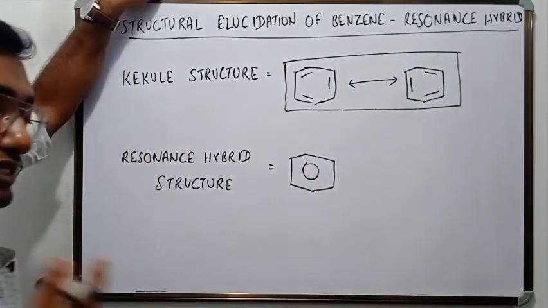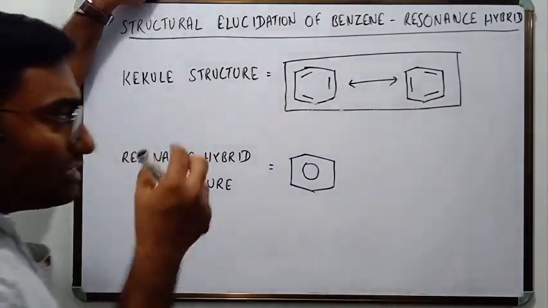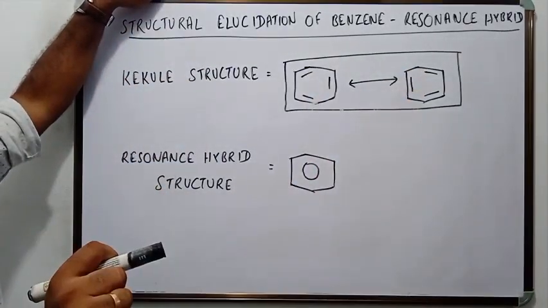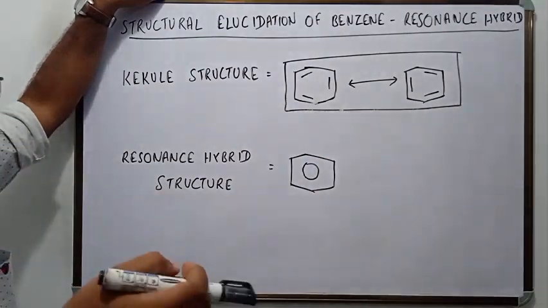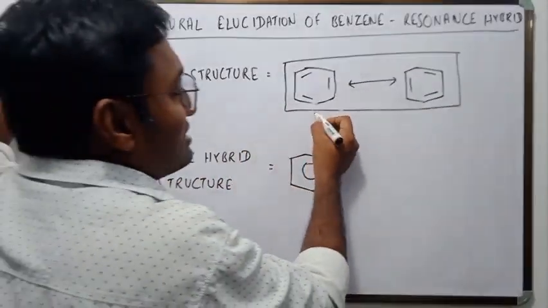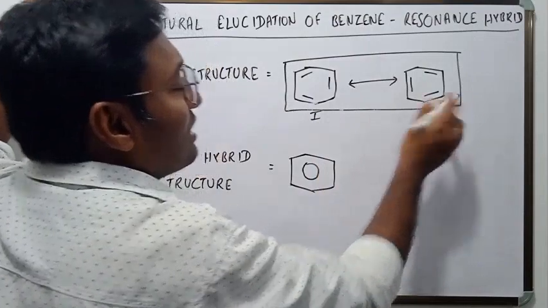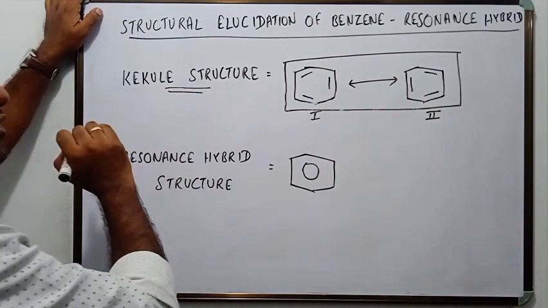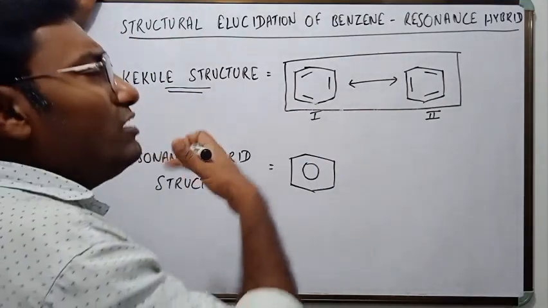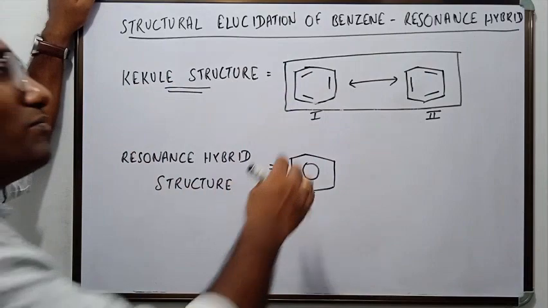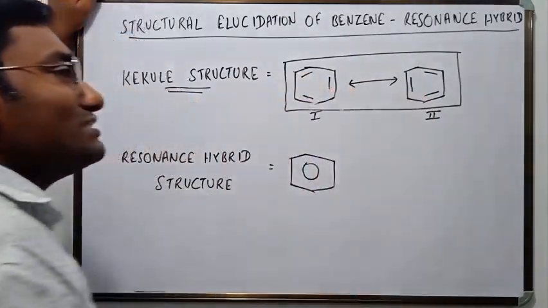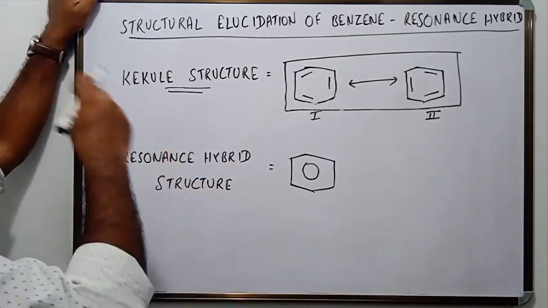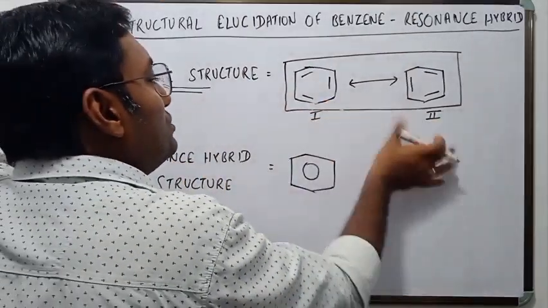Kekulé actually stated that if you take a solution of benzene, both these structures would coexist in the solution. So structure 1 and structure 2 are both structures of benzene. And Kekulé was successful in explaining many of the chemical reactions that benzene showed while stating that these two are the structures of benzene. They both exist at room temperature. They coexist with each other. So he was able to explain a number of chemical reactions when he proposed these two structures.